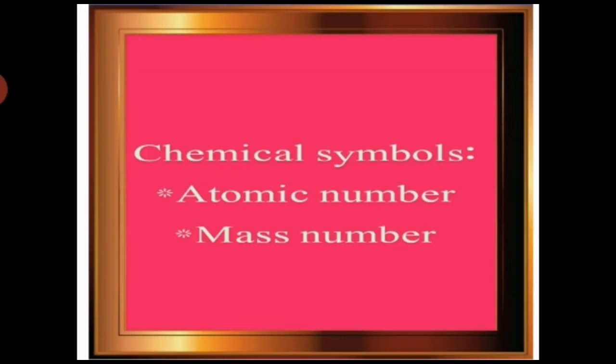Students, in the previous lecture, you learned the chemical symbols and the atomic number and mass numbers. First, we discuss the chemical symbols. Each element has its own unique symbol, a sort of chemical shorthand recognized all over the world. A chemical symbol can be a capital letter, for example, capital C, which is the symbol for the element carbon, or a capital letter followed by a lowercase letter.